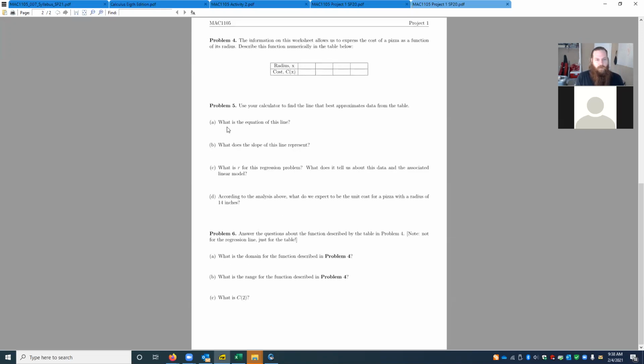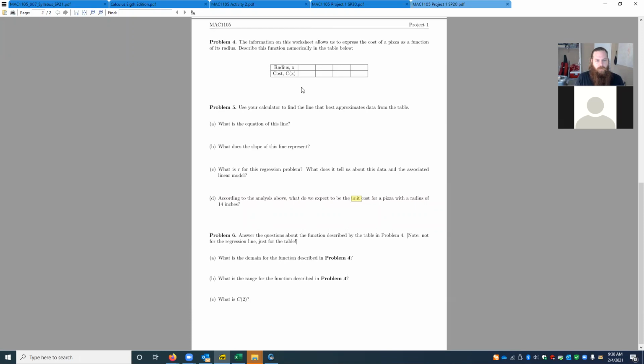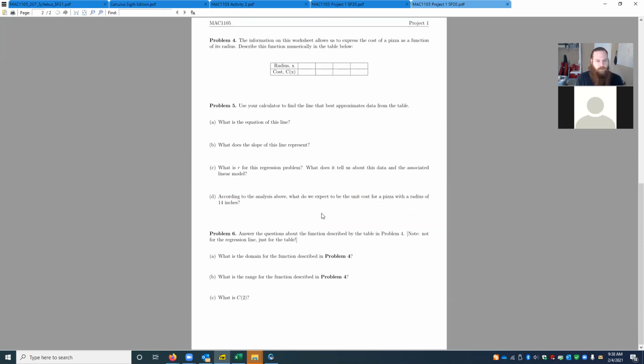And then finally, I want you to use your regression line to tell me what we think the cost would be for a pizza with a radius of 14 inches. I'm just not noticing this. This shouldn't be unit cost. Yeah, ignore this word unit. Here we're just looking at radius and cost. So what do we expect to be the cost of a pizza with radius of 14 inches? If you solve for unit cost here, I wouldn't take points off. But yeah, ignore this word unit. I'll fix this and re-upload the project.